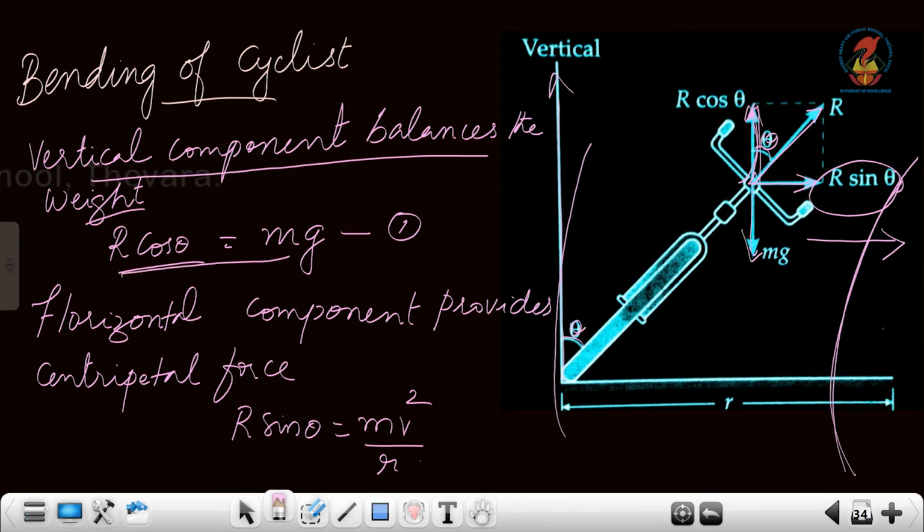Now this is the inner region of the road, and the component r sin theta is directed towards the center, which means the component r sin theta is providing the necessary centripetal force for the cycle to remain in its track. So the vertical component, this r cos theta acting upward, is balancing the weight. So we can write r cos theta is equal to mg, and the horizontal component provides the necessary centripetal force. So we can write r sin theta is equal to mv square divided by r.